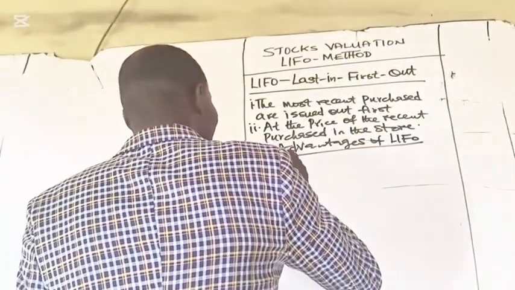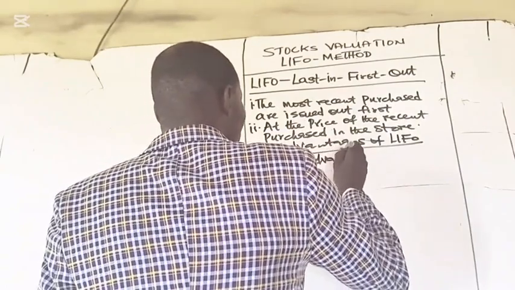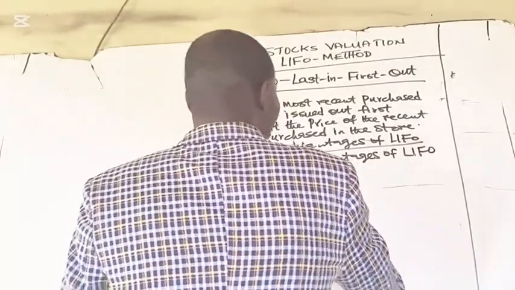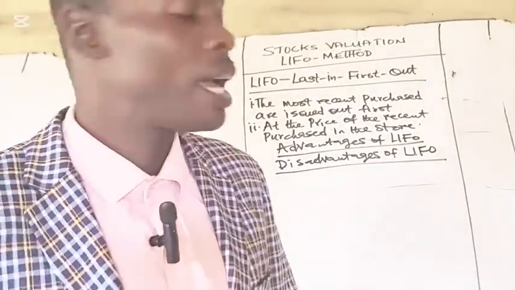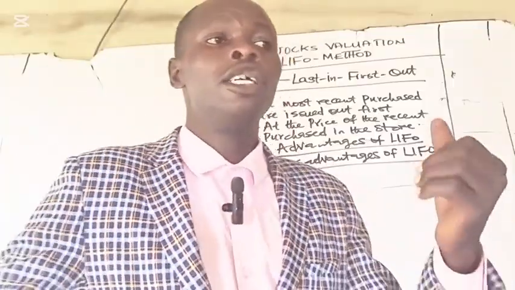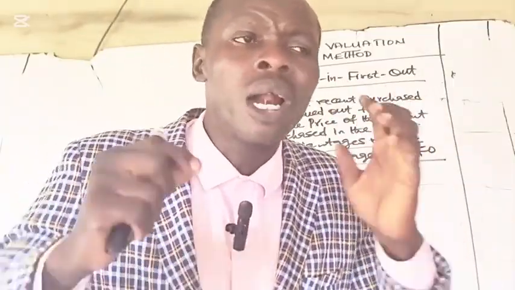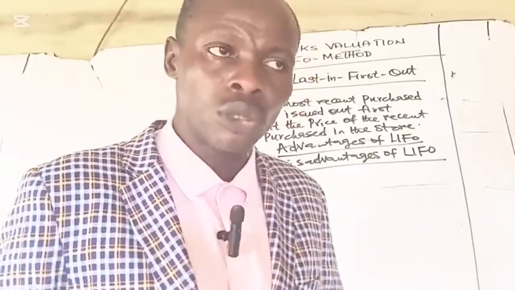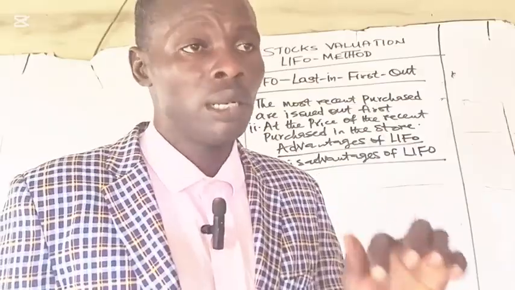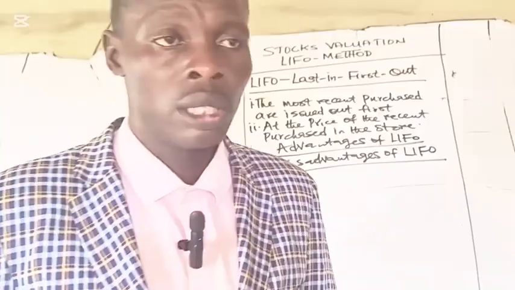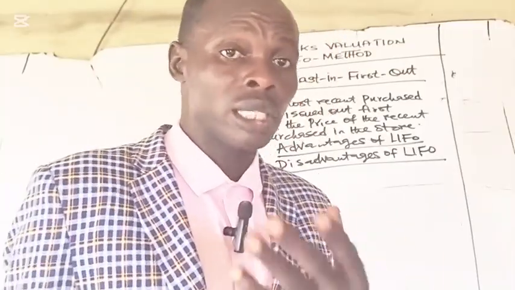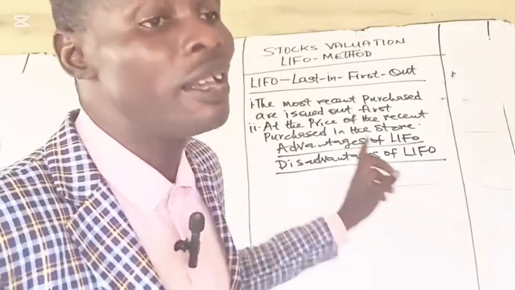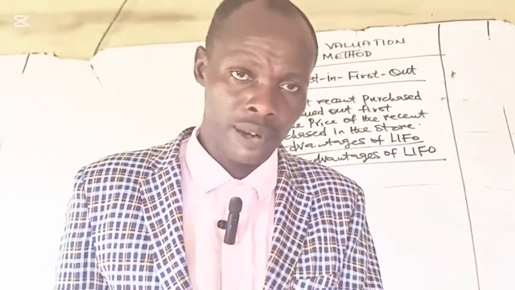Then what are the disadvantages? Disadvantages of the LIFO method. Number one, it involves considerable clerical work. Number two, the value of closing inventory may not be acceptable for income tax purposes. The tax authority may not accept it. Number three, during inflation, LIFO understates profit.